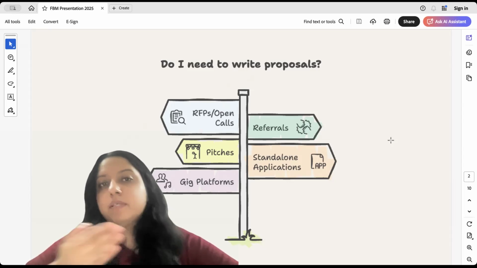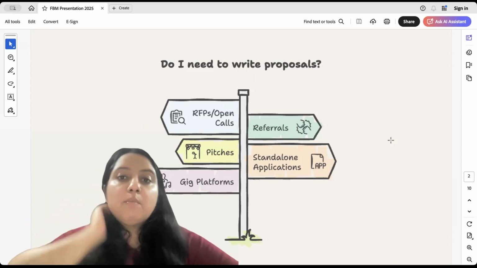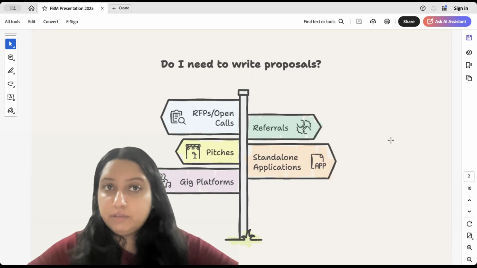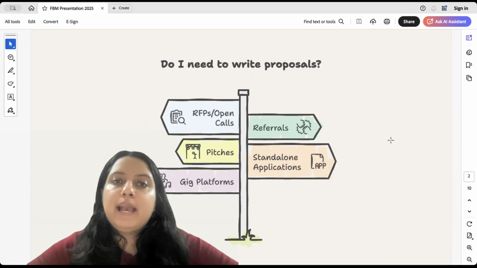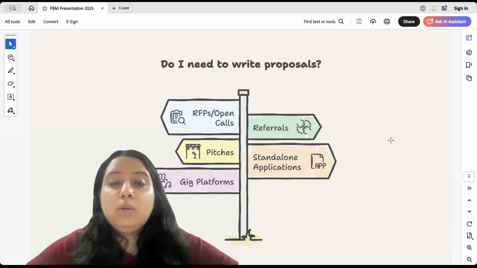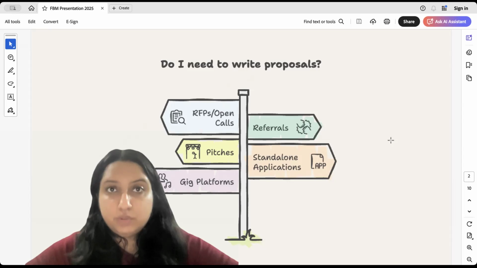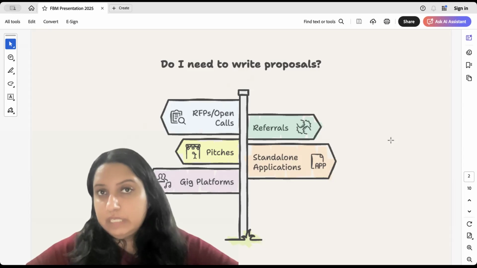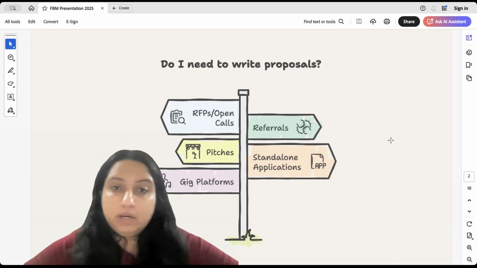And then, one step above warm pitching would be proper referrals, which is someone's looking for someone, and they may not have posted this publicly, but someone refers you to their needs, which can be probably fulfilled by a freelancer. So that becomes another part of this.